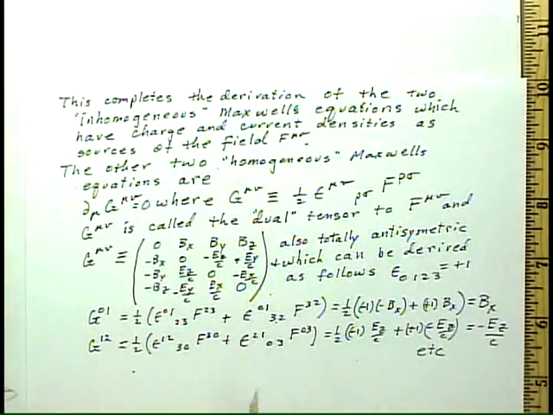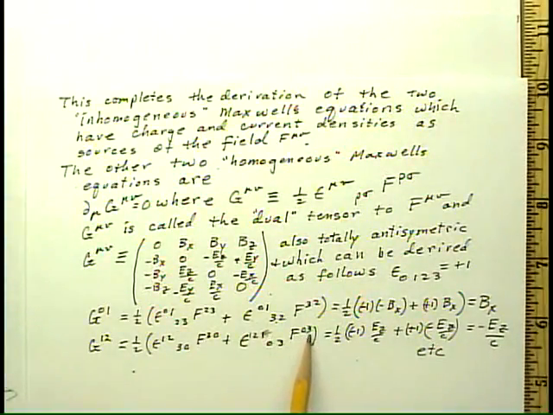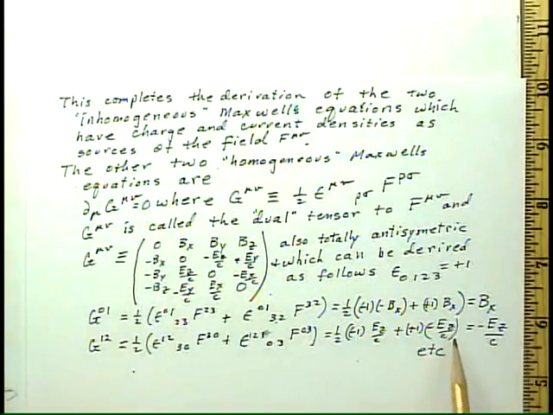Likewise, this term here, there's an error right here. This should have been epsilon 1, 2, 0, 3. Please change that. Times F03. The F03 is a minus EZ over C. But this term, since it's a 1, 2, 0, 3, is one transposition away from this one, so it is positive rather than negative.